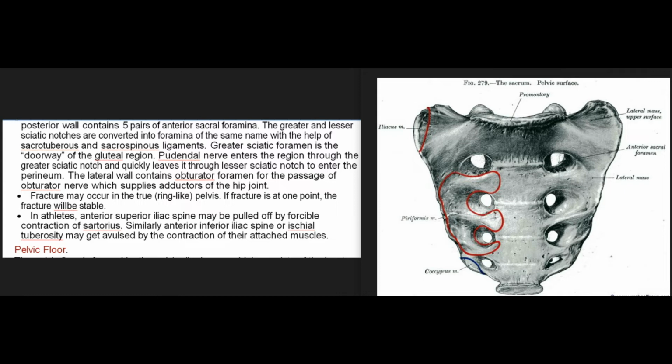If fracture is at one point, the fracture will be stable. In athletes, anterior superior iliac spine may be pulled off by forcible contraction of sartorius. Similarly, anterior inferior iliac spine or ischial tuberosity may get avulsed by the contraction of their attached muscles.